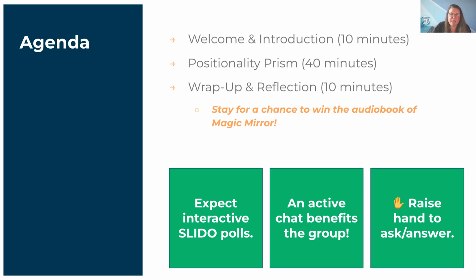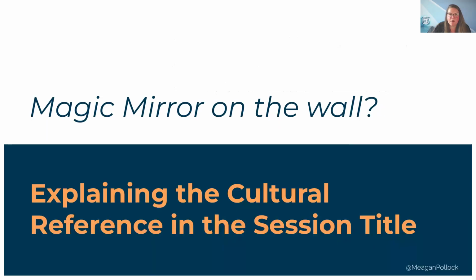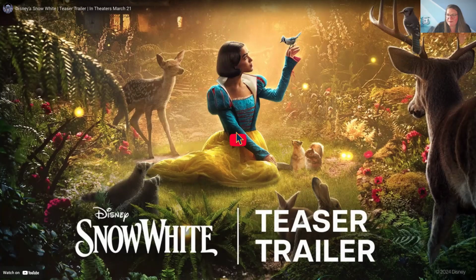Now, to get started, I want to make sure I explain the cultural reference and the title. I lead the topic of the session with Magic Mirror on the Wall. This is a trope most famously associated with the fairy tale Snow White. The evil queen in Snow White uses a magical mirror to inquire about who is the fairest in the land. Here's a quick little trailer, 30 seconds, to help you picture this.